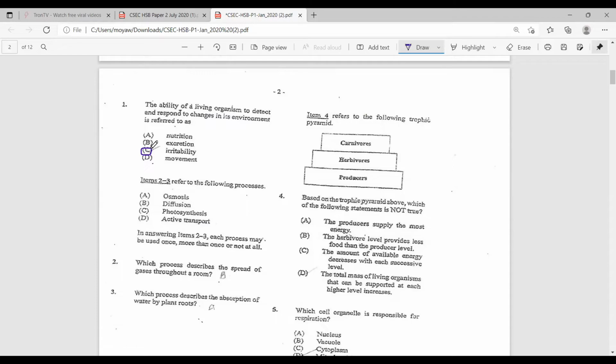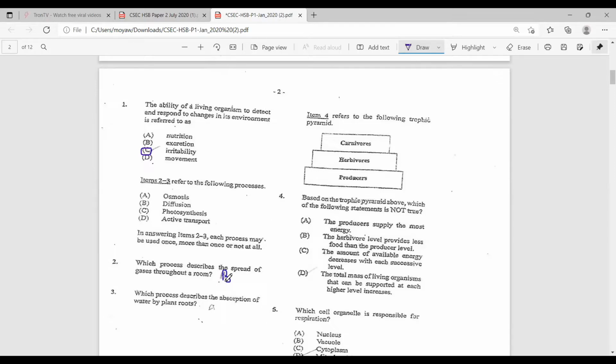Question 2. Items 2 to 3 refer to the following processes: osmosis, diffusion, photosynthesis, and active transport. In answering items 2 to 3, each process may be used once, more than once, or not at all. So 2. Which process describes the spread of gases throughout a room? That is definitely diffusion. So this is definitely B.